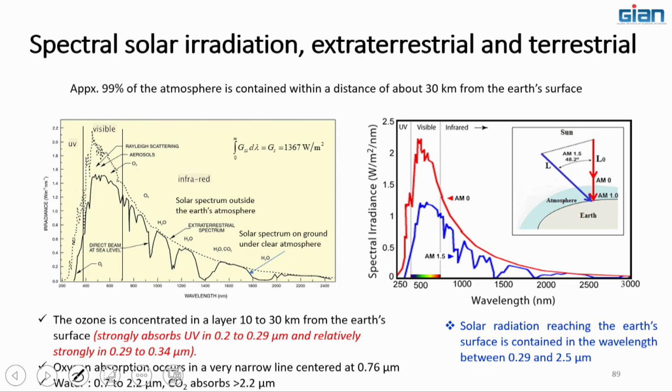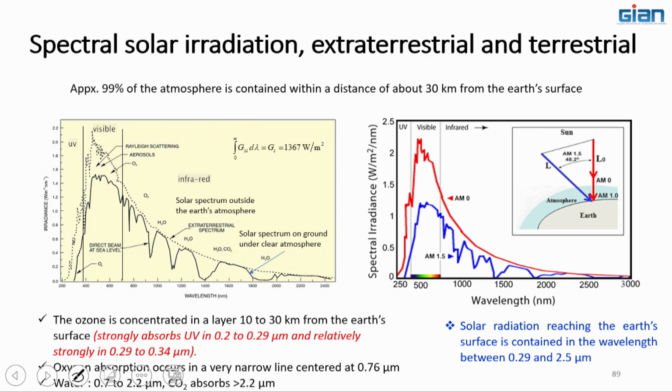And this is for the visible range, and this is UV, and this is the infrared part. Okay, when we consider radiation beyond the Earth atmosphere, we call it extraterrestrial radiation, and there the radiation is falling normally everywhere. Wherever you stand, you will get the normal radiation on your head. Okay, so that's how we can say it's AM0.